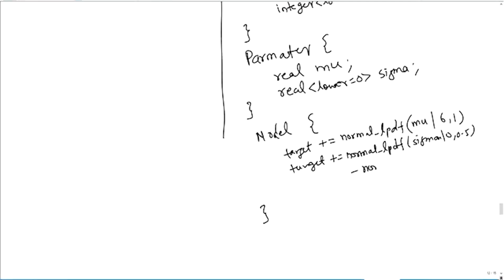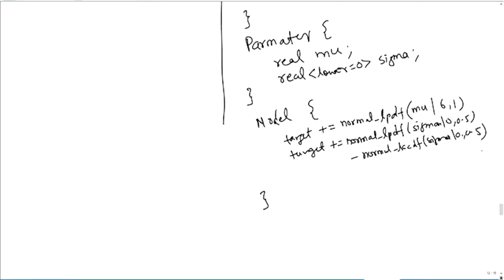which is normal LCCDF sigma, 0.5. This is because of the truncation, because we are truncating this distribution at 0. I'm not going to explain why we are doing this, but this ensures that you get the right density, because you are assuming a truncated normal prior density here.